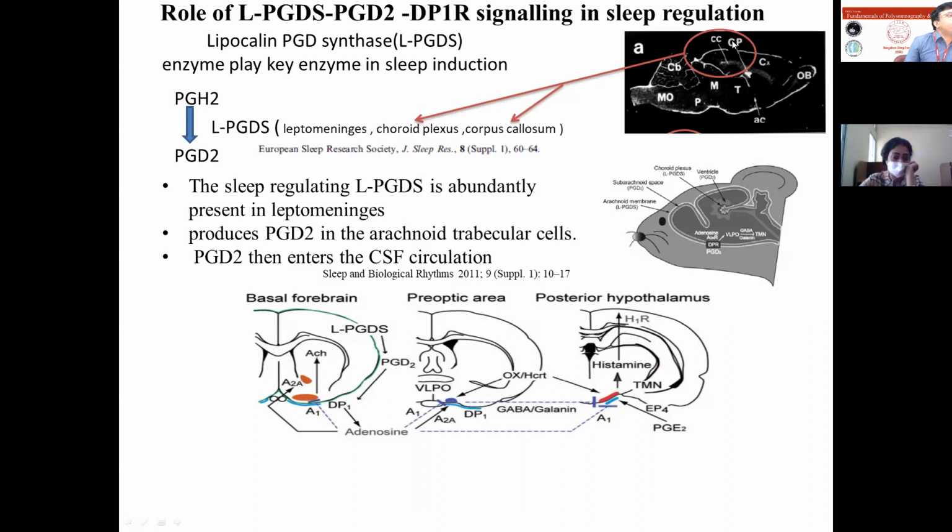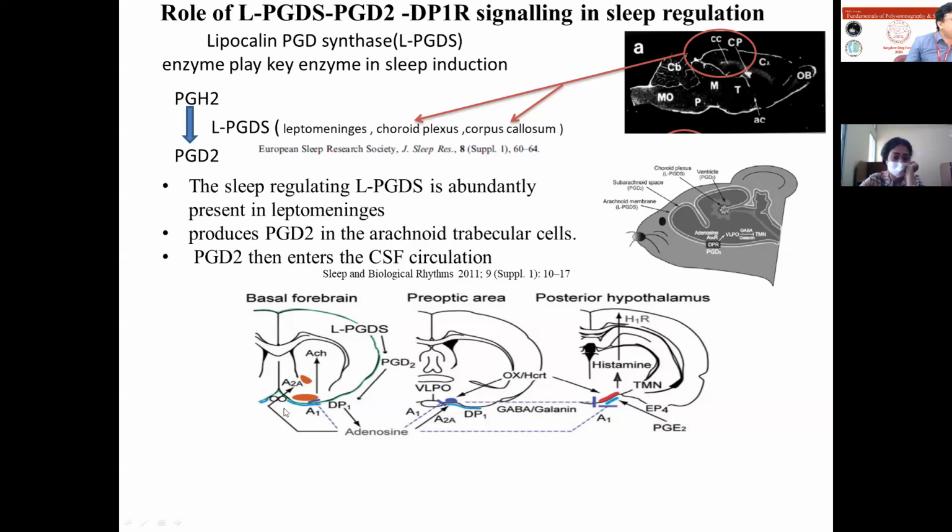Now, this prostaglandin D2 plays a very important role in the induction of sleep. When prostaglandin D2 is synthesized in the choroid plexus, it enters the CSF through the arachnoid trabecular cells, and in the CSF, as the concentration of prostaglandin increases to an optimal level, it acts by two mechanisms.